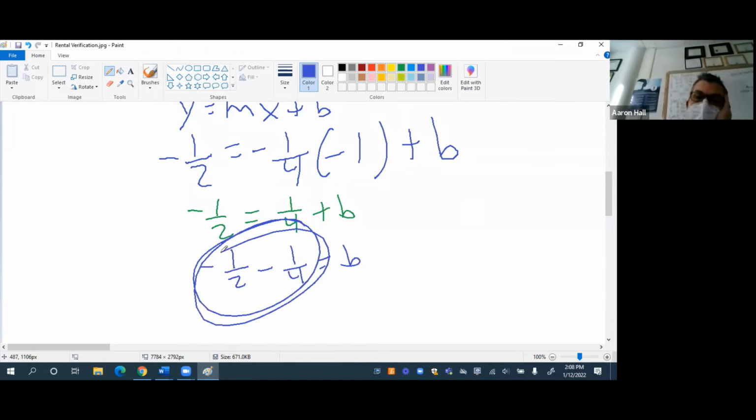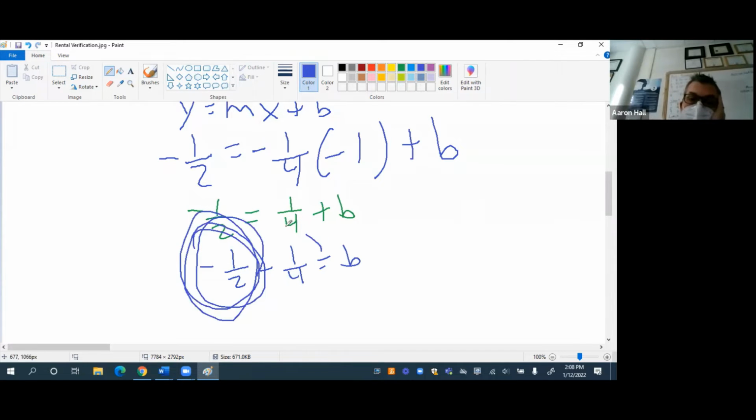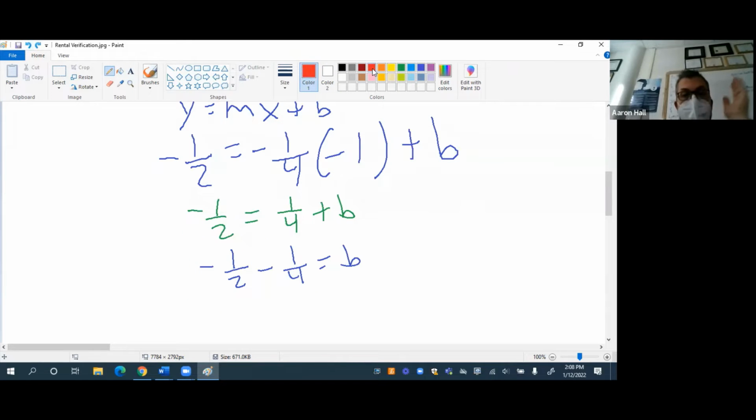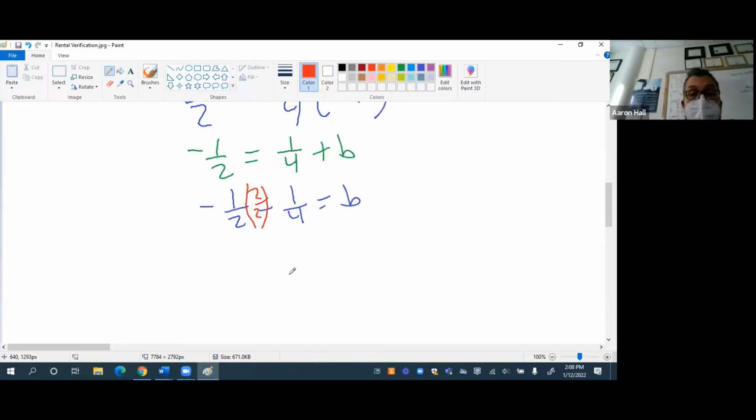How do we subtract fractions? Common denominator. So what am I going to multiply to this to get a common denominator? We're going to multiply by 2/2. So we're really multiplying by 1, so none of the quantities change. That gives me -2/4 minus 1/4 equals b. So what does b equal?